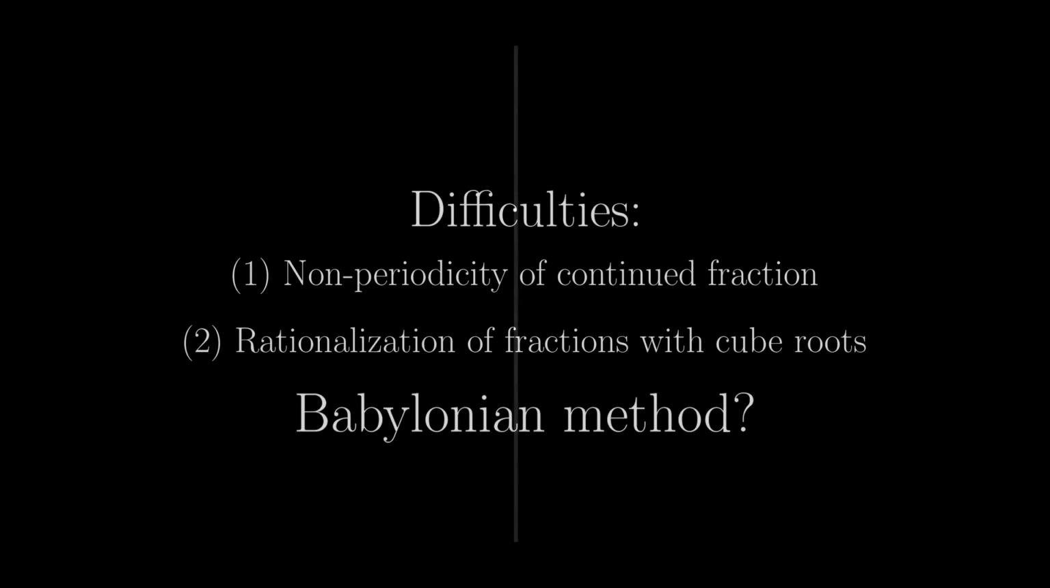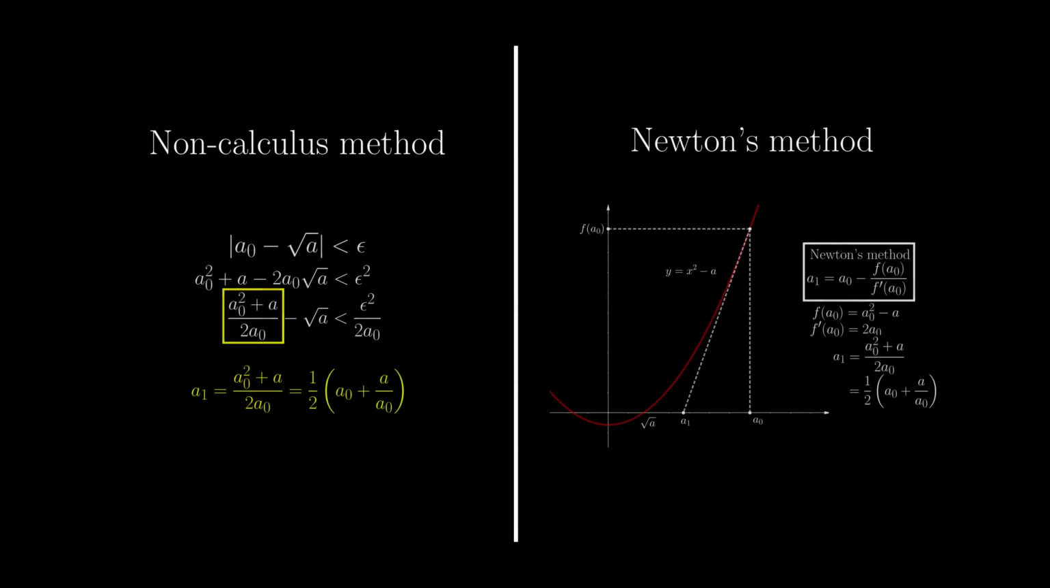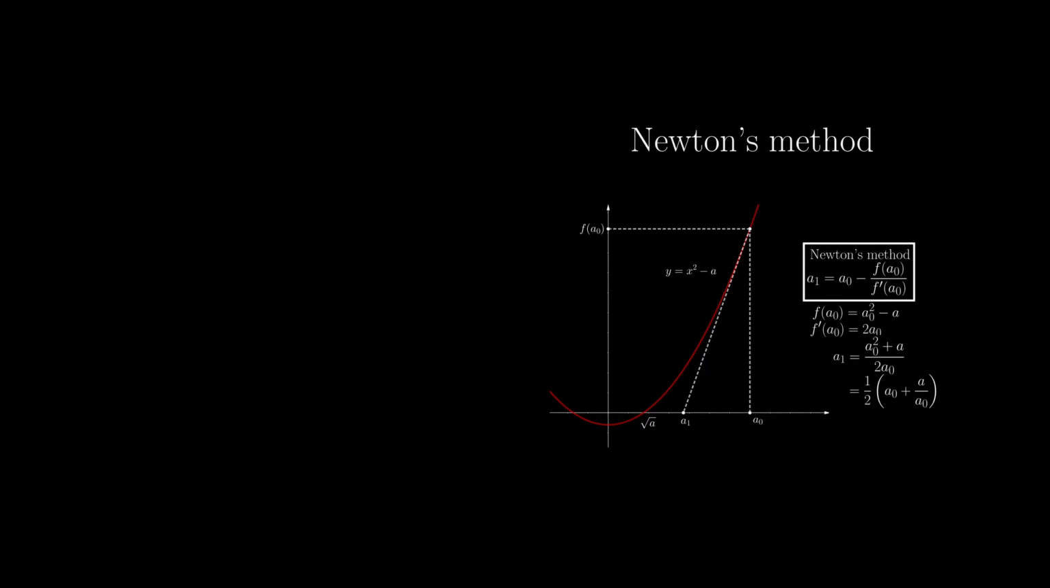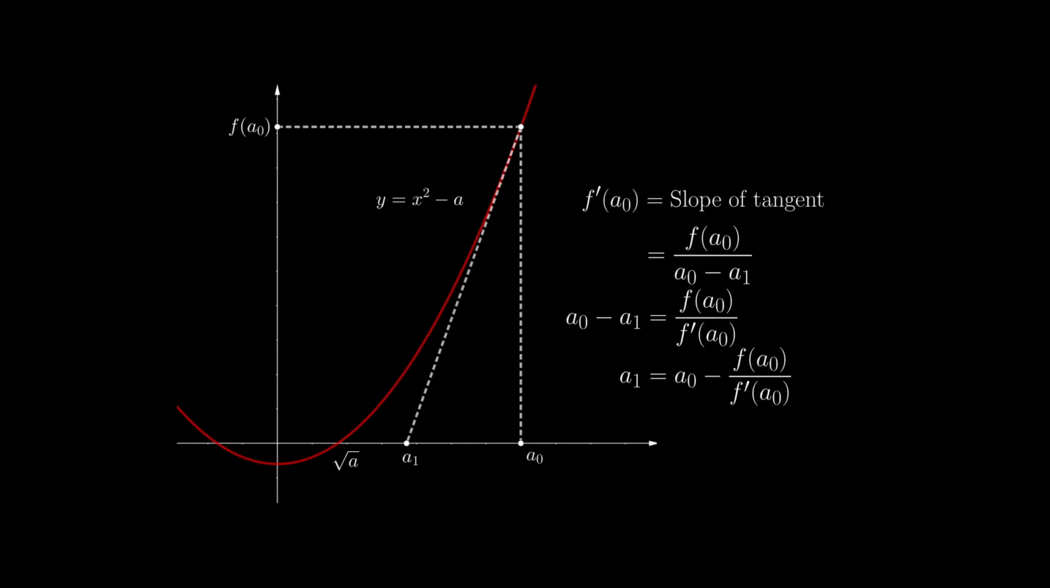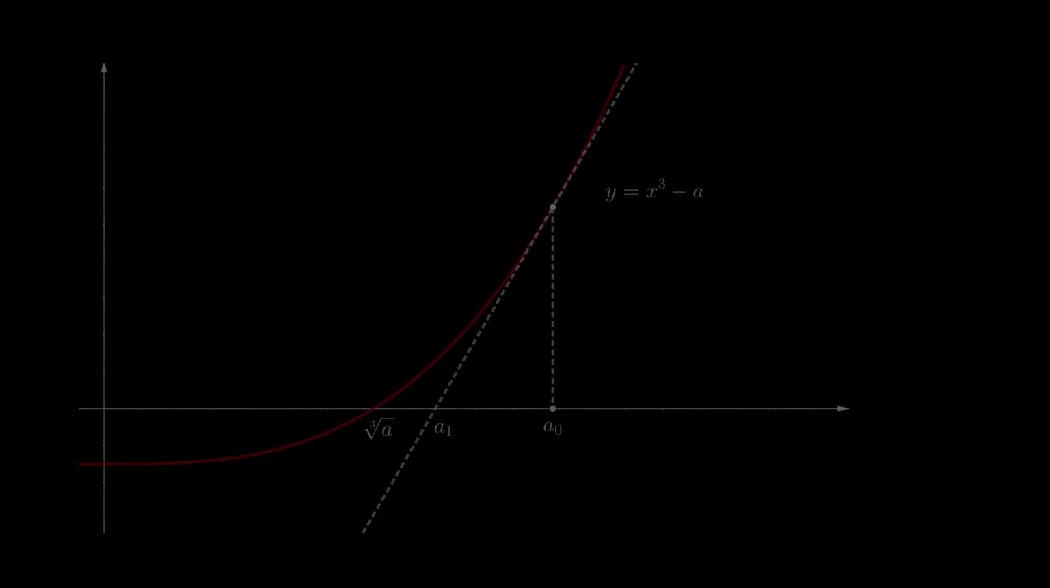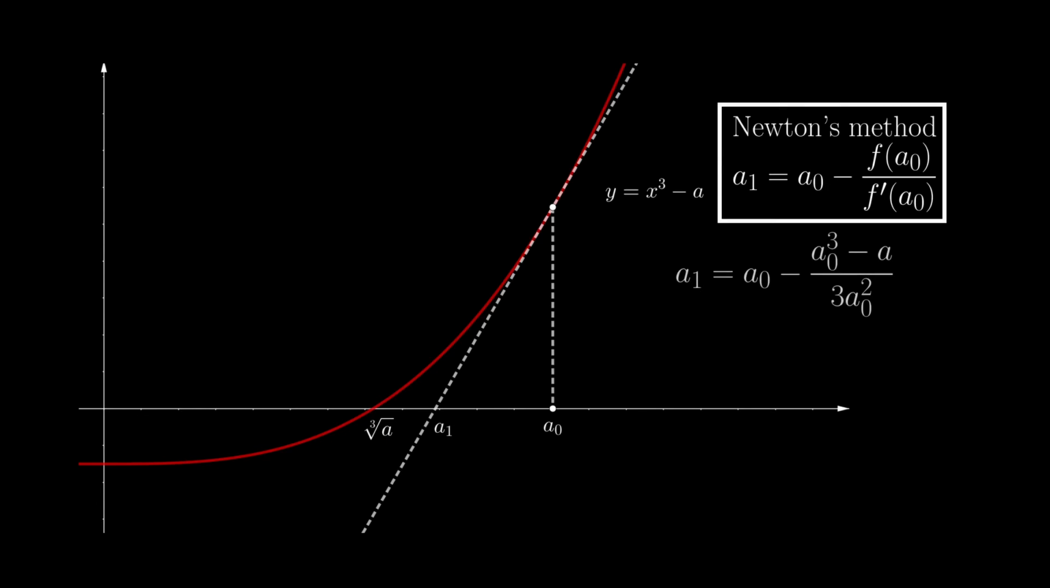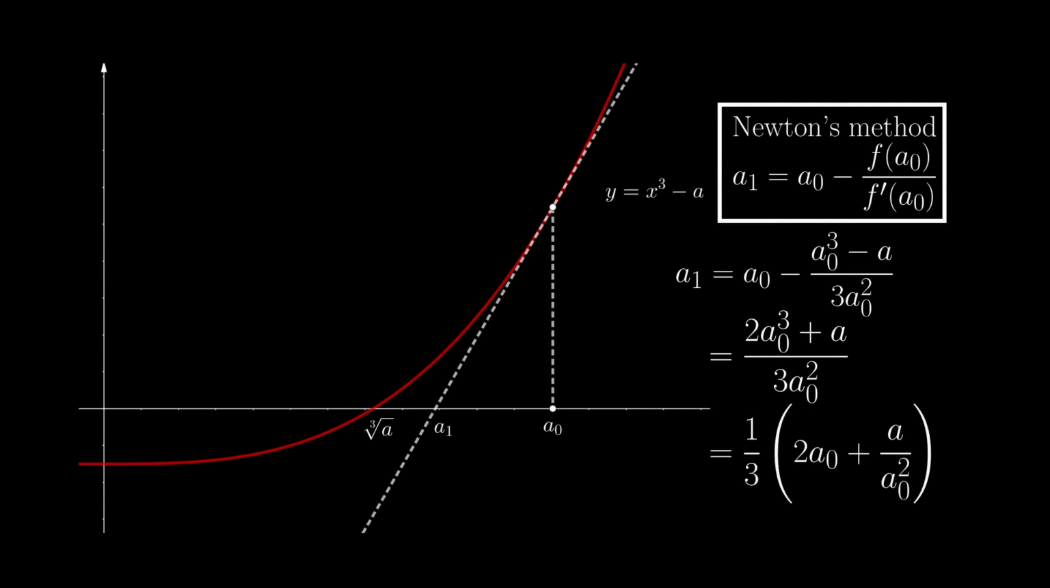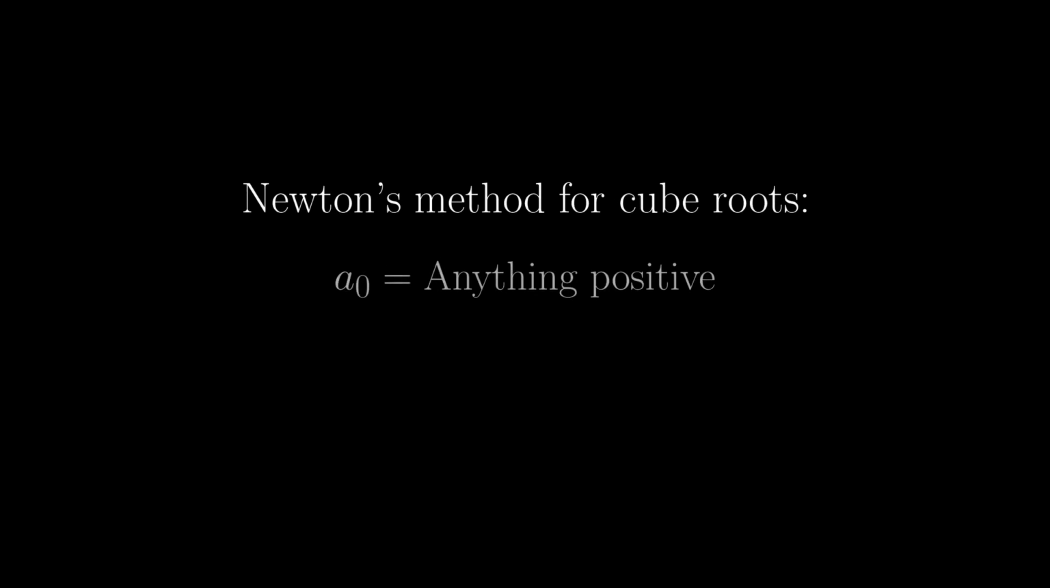Yes. We have in fact two different generalizations based on the two different explanations offered in the last video. Let's focus on the graphical or Newton's method first. In the previous video, we know that we can derive the iteration formula from the definition of derivative. In this case, the graph would be y equals x cubed minus a. So we can substitute the values of f of a0 and f prime of a0 respectively. With some manipulation, we get this formula. That means we can use this iteration to calculate cube roots.